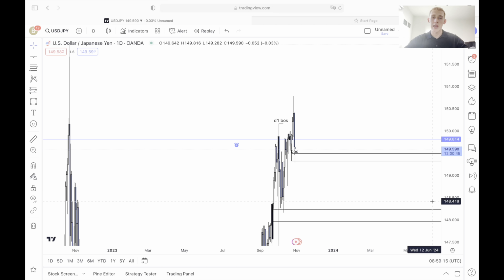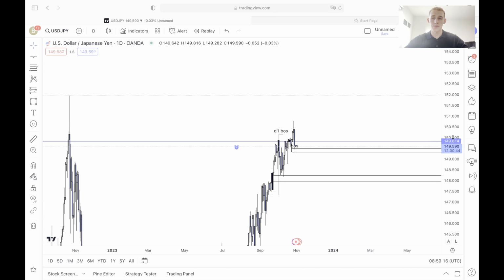Starting off on the daily time frame, we can see that UJ is overall very bullish. Until price shows us otherwise, in my opinion, it's only best to look for buy positions. You guys can see that we have this very clear target to the left around 152. So the overall idea for this week would be to look for buys up to this 152 level.